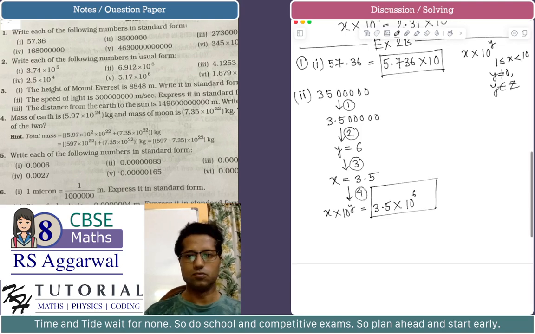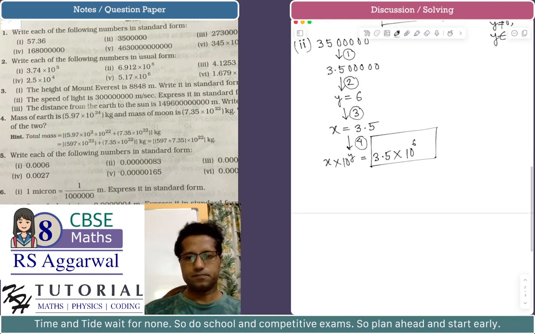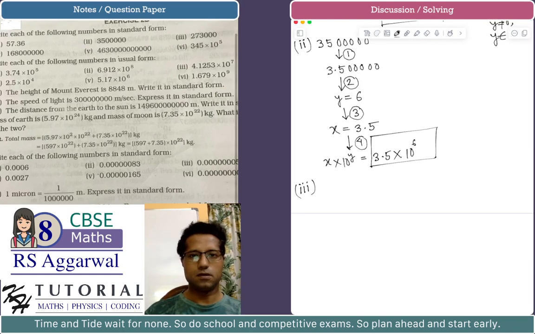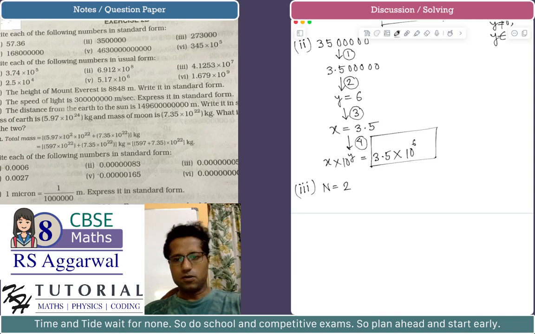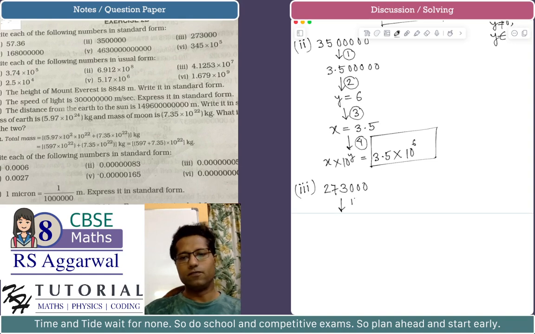Okay, this was part 2. Part 3 is 27. Let me not write n, maybe it will confuse you. 273 and 3 zeros. So after the first step, what will I do? I will put a decimal point after the leftmost digit. So 2.73000.